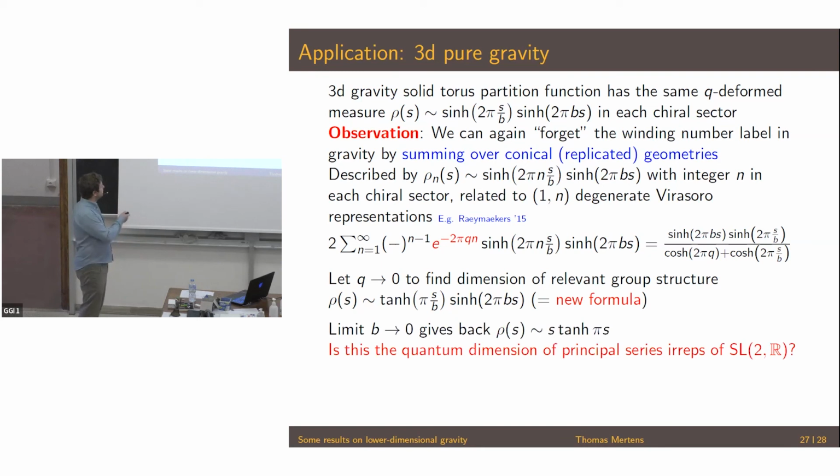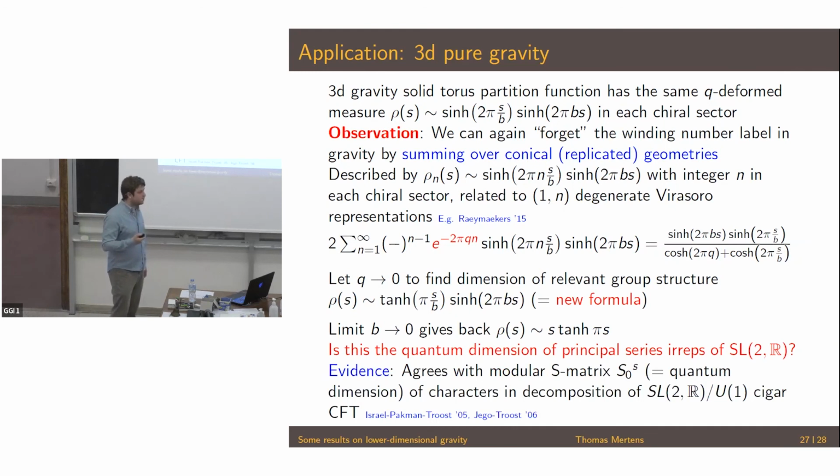So as a check on what this thing actually is, if you take b to 0, you get this s times tanh pi s. So this is some sort of deformation, or if you want a q deformation, of the s times tanh pi s, the actual measure you have for ordinary SL2R. And as an additional piece of evidence that this interpretation is correct, you can find this same formula from the modular S matrix you get from characters.